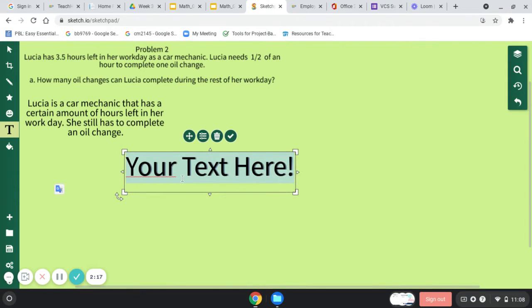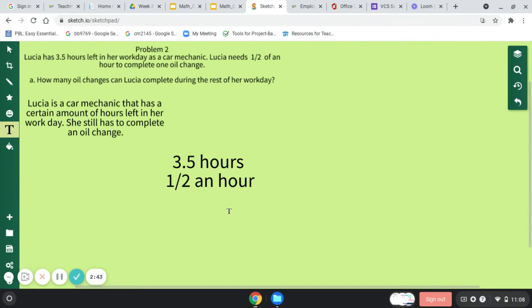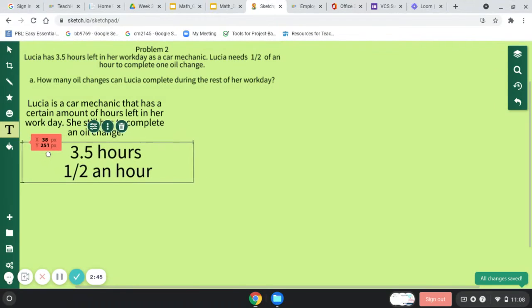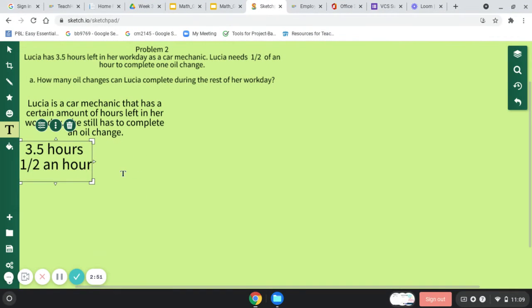Okay, so some quantities that stood out were 3 and 5/10, 3.5, 3.5 hours. And another important quantity was half an hour. So those are two very important quantities that stood out. Let's move this over. Excellent. So we're going to read this problem together one more time, and then you guys are going to start thinking about your mathematical questions.